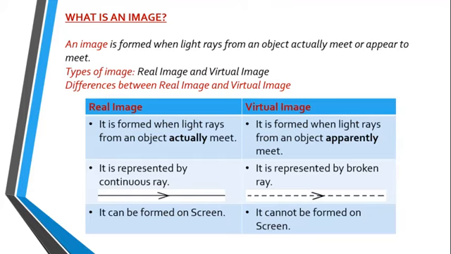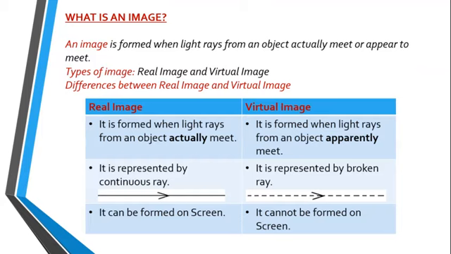So let's look at the table carefully and observe. Under real image, we are saying that it is formed when light rays from an object actually meet. There's an actual meeting of the light rays. That's why it is real. Then under virtual image, it is formed when light rays from an object apparently meet. The word apparently is taken from the verb appear. So these rays do not actually meet, but they appear to meet.